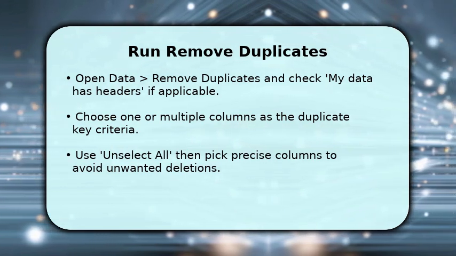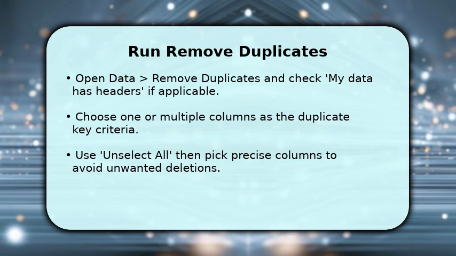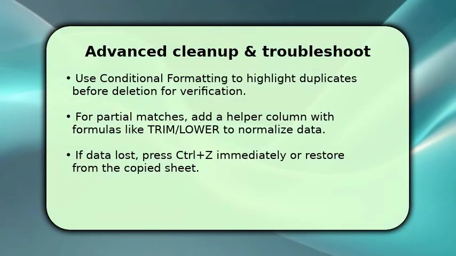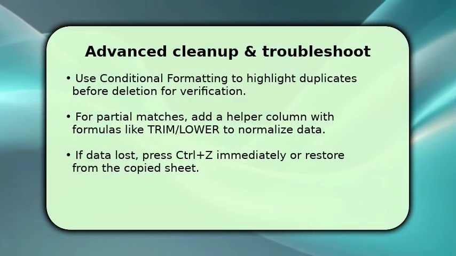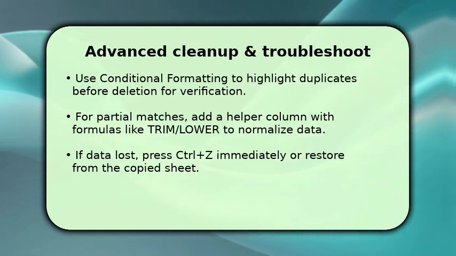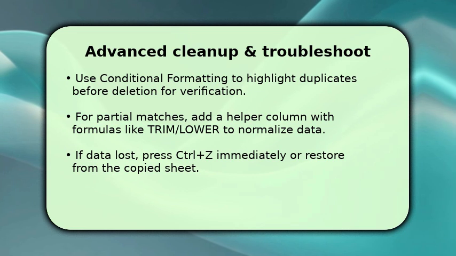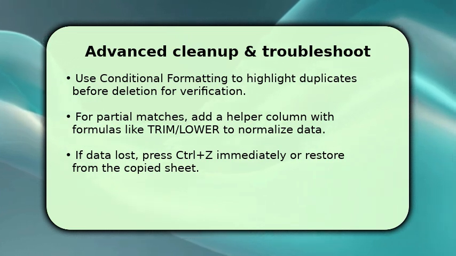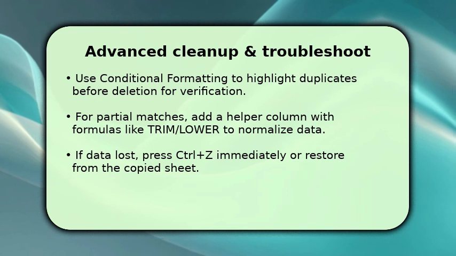You finish by validating results. Use conditional formatting to highlight remaining duplicates so you can visually confirm. For tricky cases, extra spaces, case differences, or inconsistent punctuation, create a helper column using trim, lower, and substitute to normalize values, then dedupe on that column.